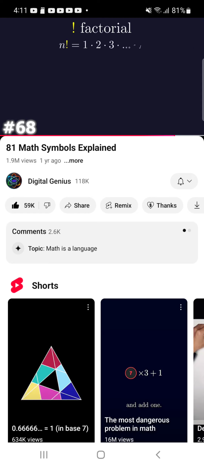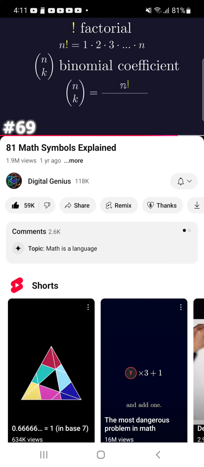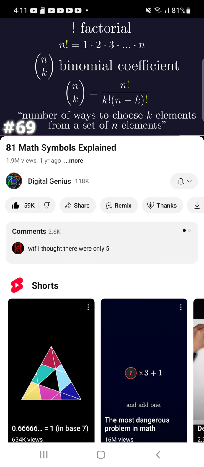Factorial is an operation that multiplies a number by all positive integers smaller than that number. Binomial coefficient looks like a fraction without a line, but it represents the number of ways to choose k elements from a set of n elements.